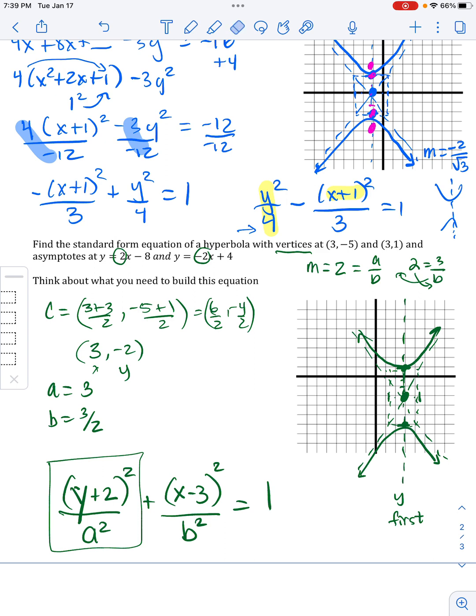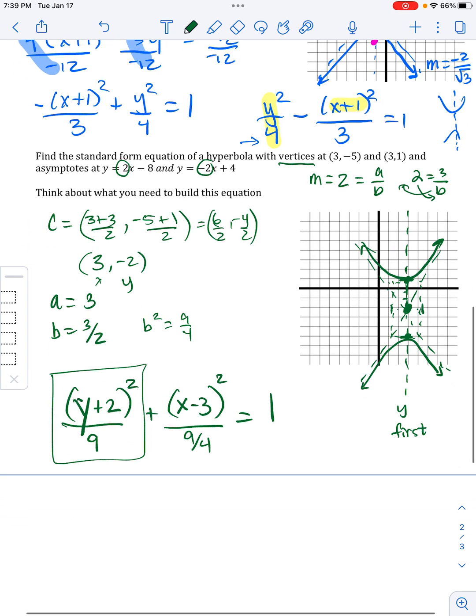So a is 3, which means that this is going to be a 9. And then this is unpleasant, and you can leave it as a fraction in the bottom if you want. Since b was 3/2 and I need to square it, that's going to be 9/4. So you can write it like that.